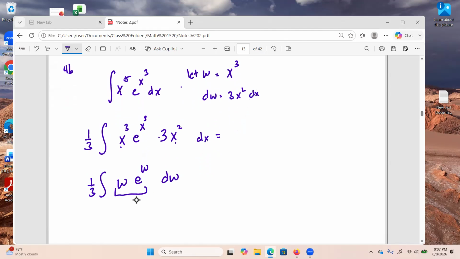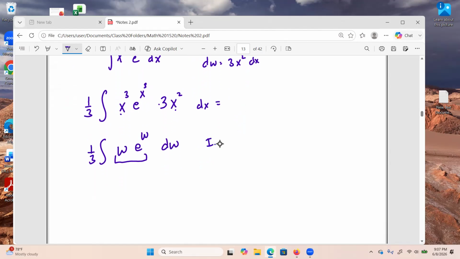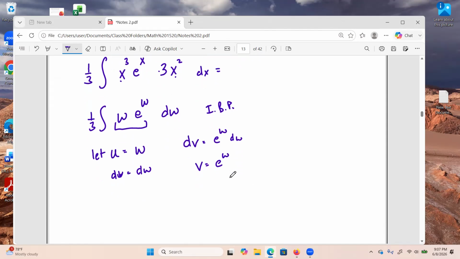This is a classic integration by parts kind of a problem. Okay, so we're going to look at this. We're going to say integration by parts, and this is why I didn't want to pick u. So let u equals W, du is equal to dW. That's not going to be too bad. dv is equal to e to the W dW, and v, of course, is just e to the W, because integrating e to the W is just e to the W. And now we have our swish and flick.